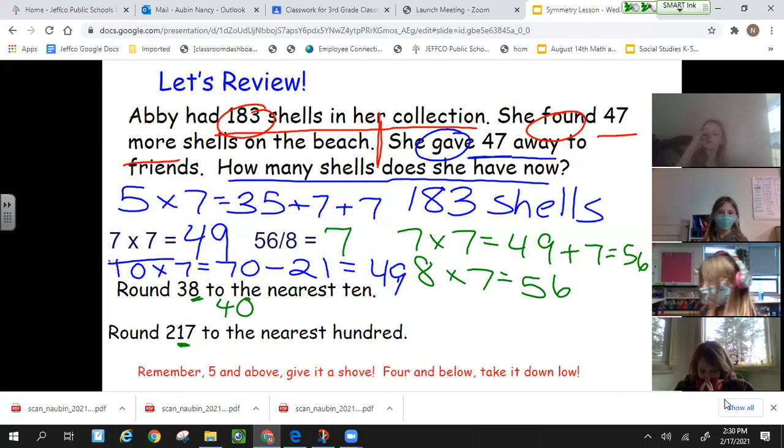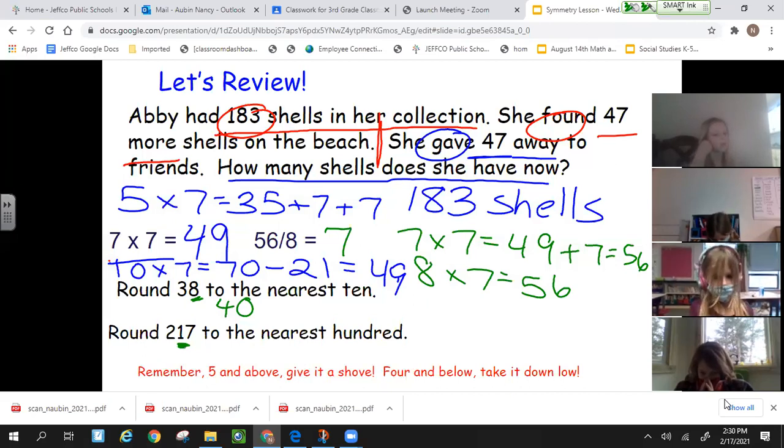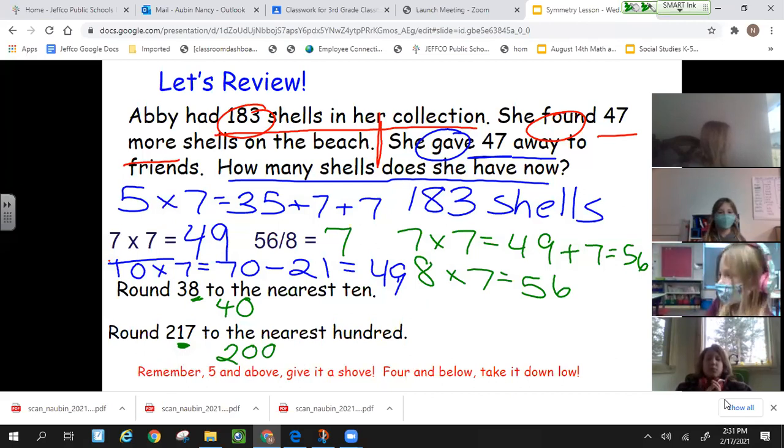Okay, be careful. I see other people that got 300, and you should not have gotten 300. Here's why, Reese. It's a 1 in the tens place. So when you're rounding to the nearest 100, instead of looking at the digit in the ones place, you look at the digit in the tens place. So I see where you got confused on that. So go ahead and look at that digit in the tens place. It's a 1. So now that you see that, Reese. 100. Very good, right? Because 4 and below, take it down low.